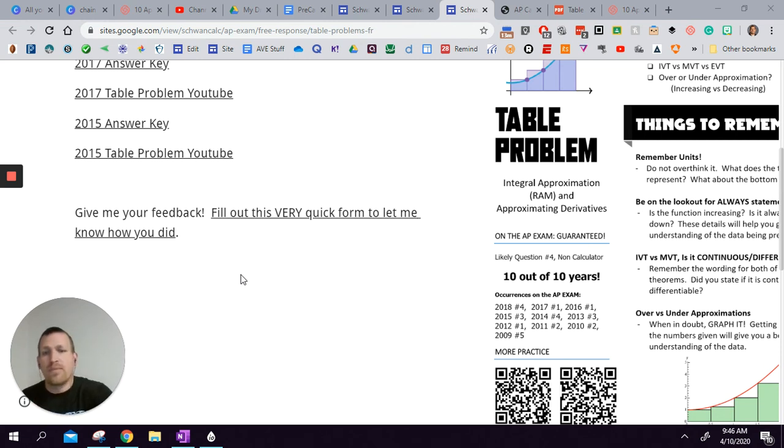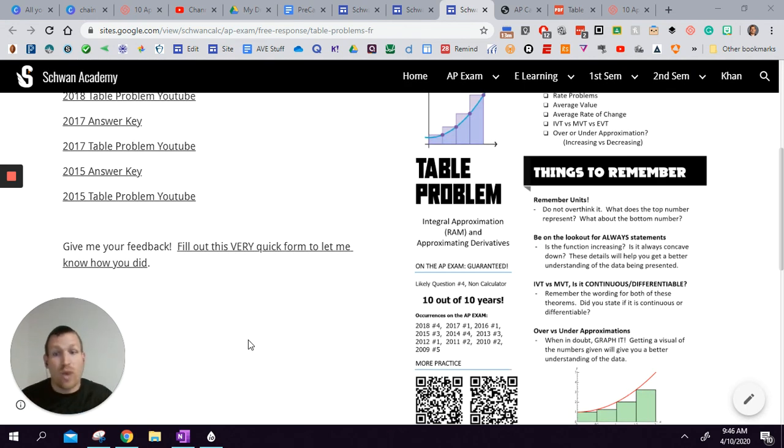to go over. Okay, so day 1, table problems, making sure we understand RAM and trapezoidal rule. If you've forgotten, use the internet, use your notes, use Khan Academy.